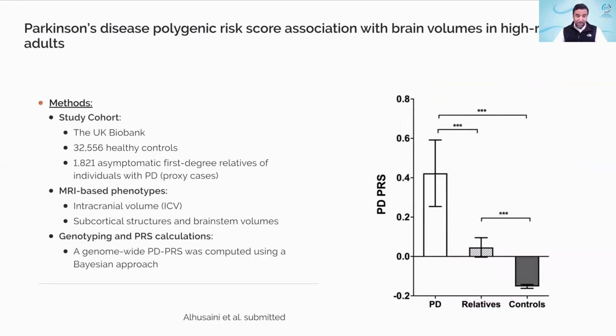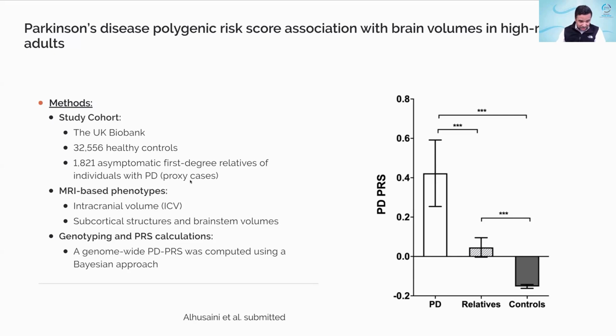So when we looked at Parkinson's disease polygenic risk score and its association with brain imaging phenotype, we used a cohort called the UK Biobank cohort. This is a population-based study across the UK, or many centers across the UK. We extracted a total of 32,556 healthy controls and 1,821 asymptomatic first-degree relatives of patients.